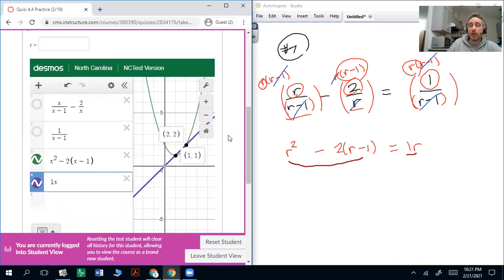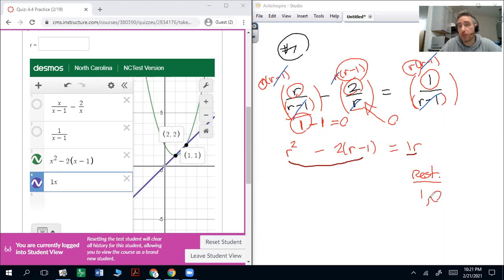It's allowable because if you look at your restrictions, when you plug in 1 to there, you get 0. So 1 is a restriction. So your restrictions are going to be 1. When you plug in 0 there, that's also a restriction. But obviously our answers are 1 and 2. So the only restriction that we plug in is 1.